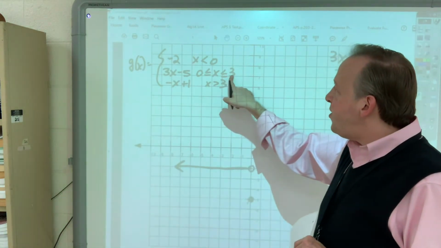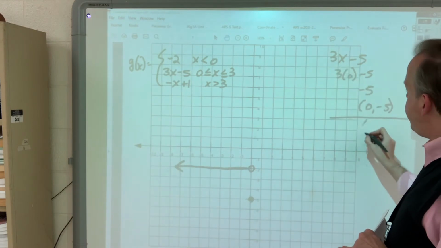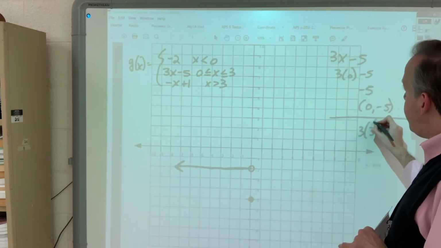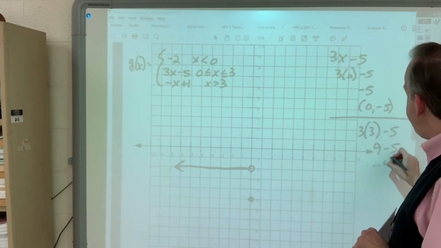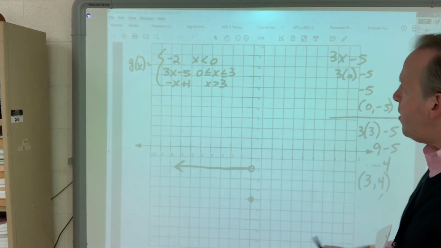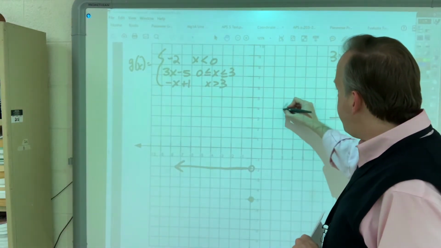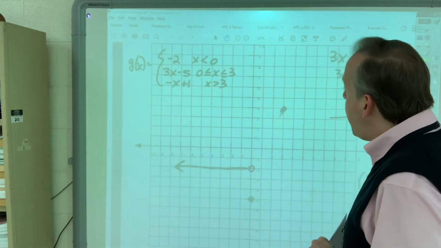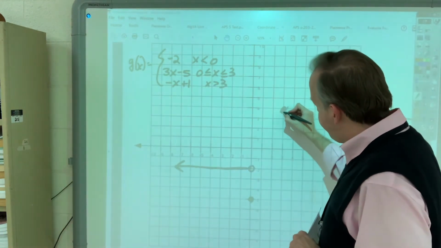It continues until x is 3. So I'm going to plug in 3 into the equation. So it's 3 times 3 minus 5. That's 9 minus 5, which is 4. So the coordinate (3, 4) is a closed dot on my graph. 3, 4, right there. I'm going to connect those two dots because it begins and ends the segment.